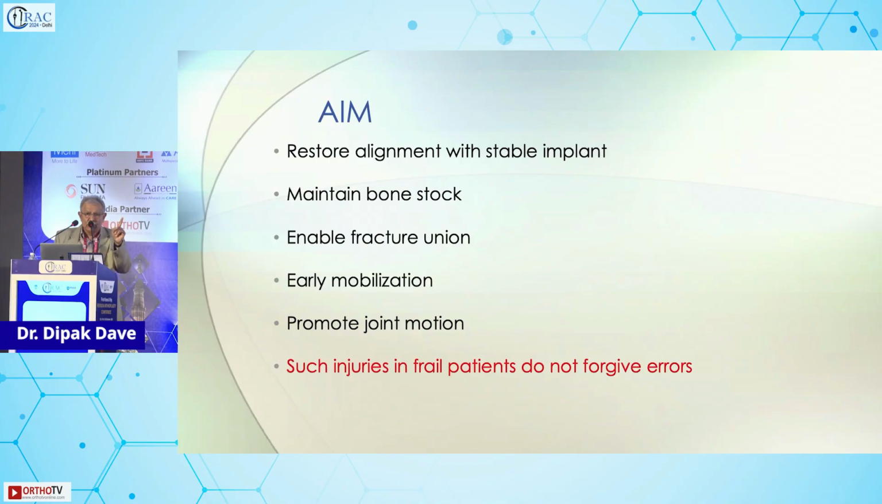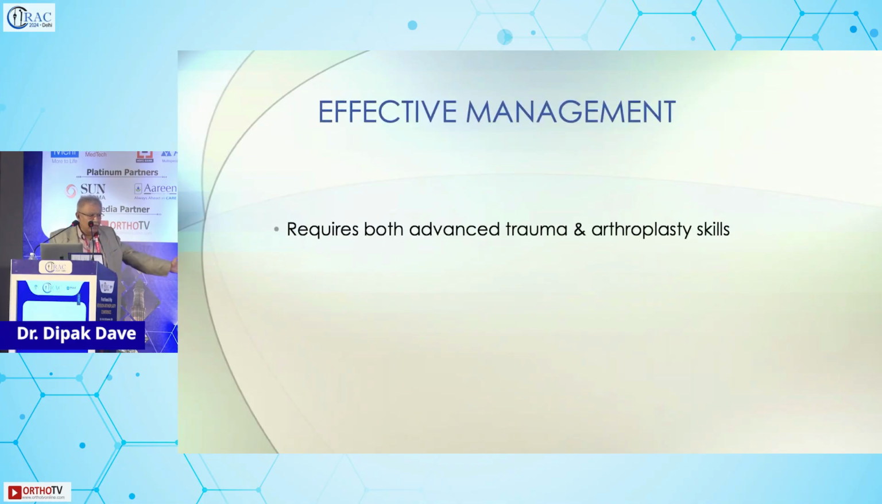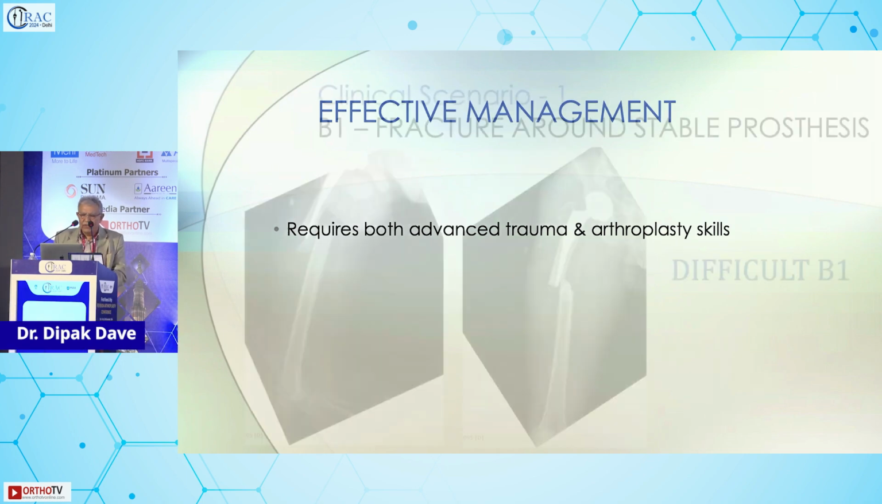If the implant is loose, you should make it stable. Maintain the bone stock if it's not adequate. Fracture union has to be there because this is a fracture. Early mobilization and promote the joint motion. So these are the aims of the treatment, whatever you do. And as he rightly said, you need both advanced trauma and arthroplasty skill. Both you need to do this.